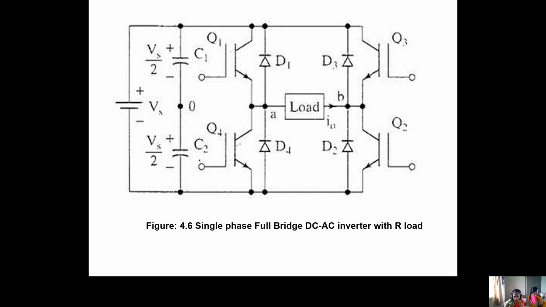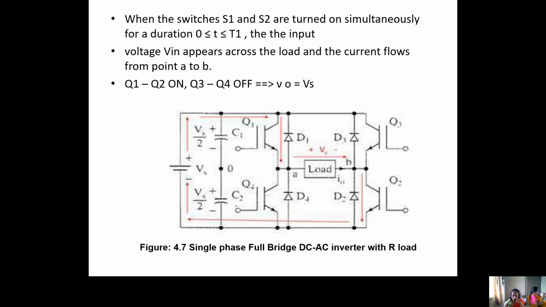So this is a single phase full bridge DC to AC inverter with a resistive load. Here the input will be Vs, and here two capacitors, and here Q1, Q2, Q3, Q4 are the four transistors and diodes D1, D2, D3, D4. So these diodes will be connected across the transistors. Okay. So for the full bridge inverter, next, when switches S1 and S2 are turned on simultaneously.